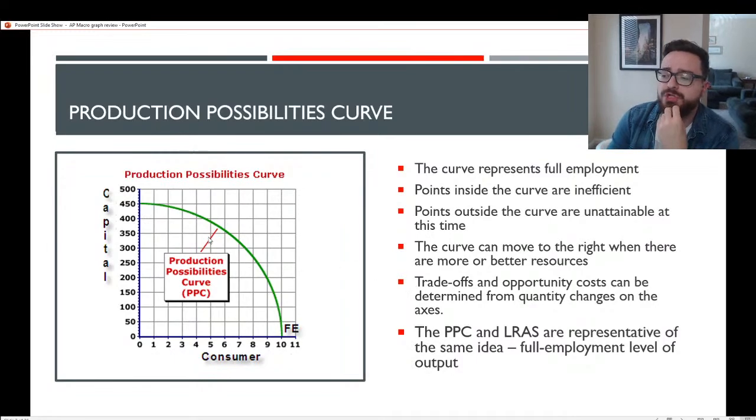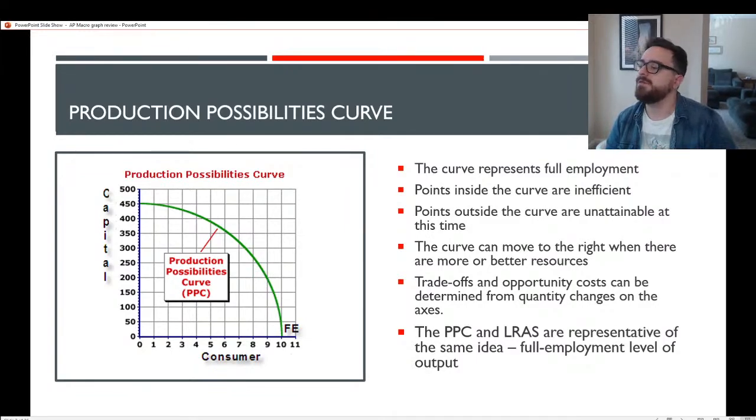You can also show trade-offs and opportunity costs through changes by moving from one point to another on this curve. So like going from here, a point where I'm at 0 consumer and 450 capital goods, to a point, say, like here, where I have 9 consumer goods and 200 capital goods, the opportunity cost of going from that spot to that spot would be the 250 capital goods that I've given up.